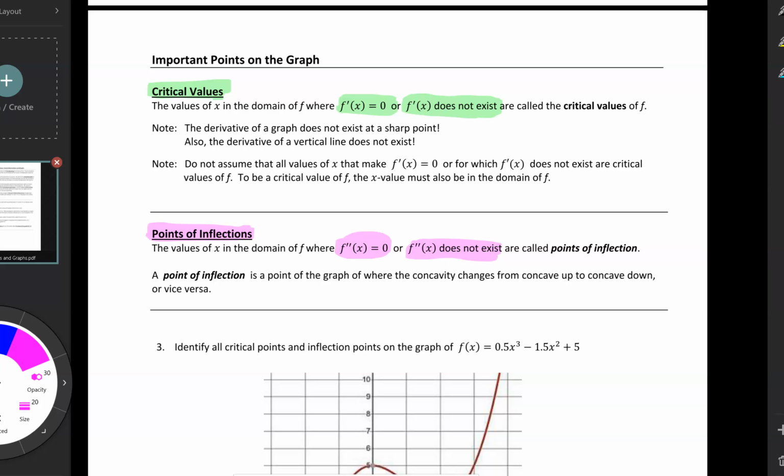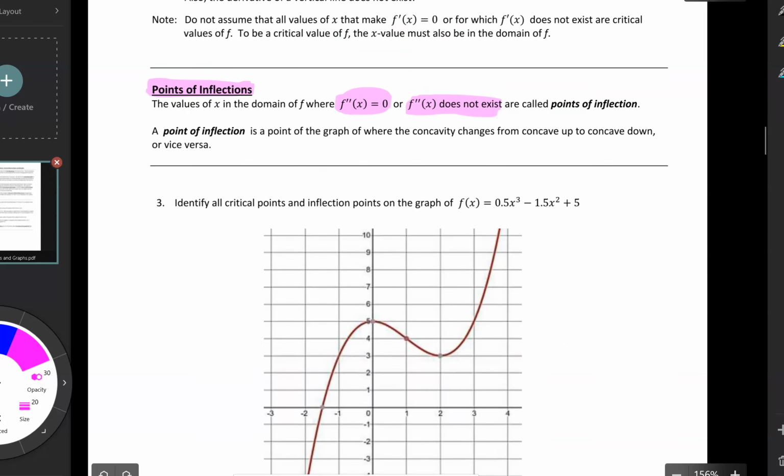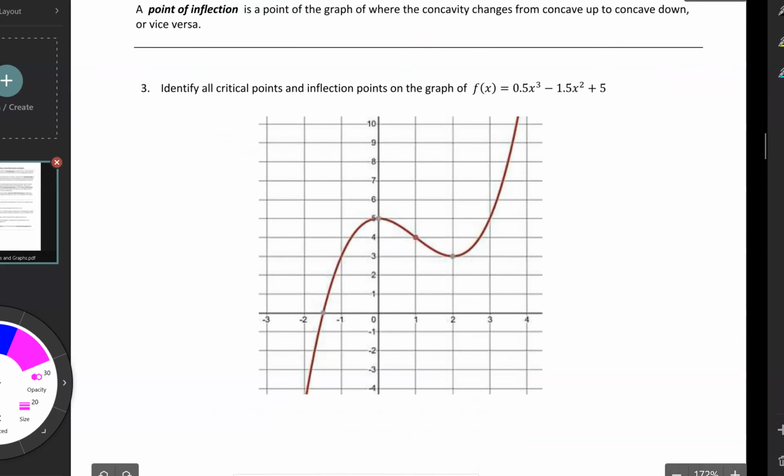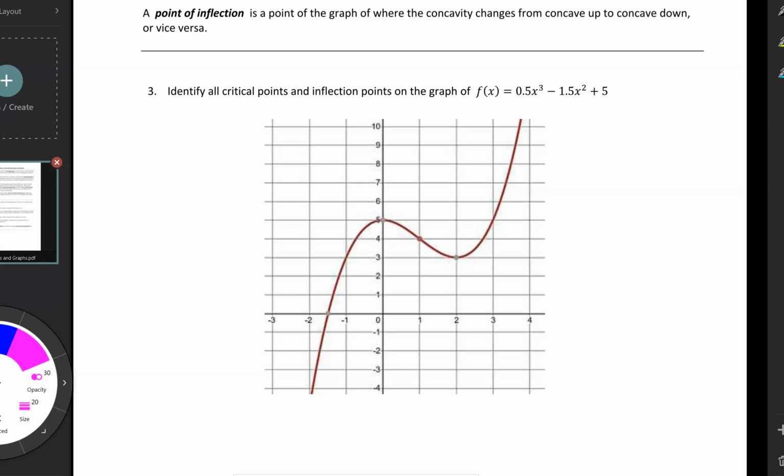For those of y'all who have had calculus before, in a trig-based calculus class, I know there's a lot of rules you have to go over for critical points and inflection points. We don't have to go over all those rules because we're just going to be looking at polynomials in this chapter. So deep breaths. Okay, so here is a cubic function.